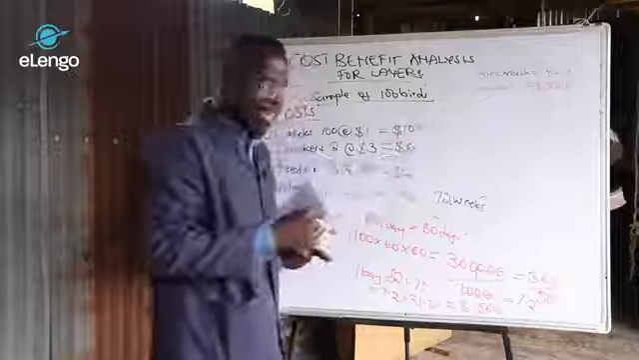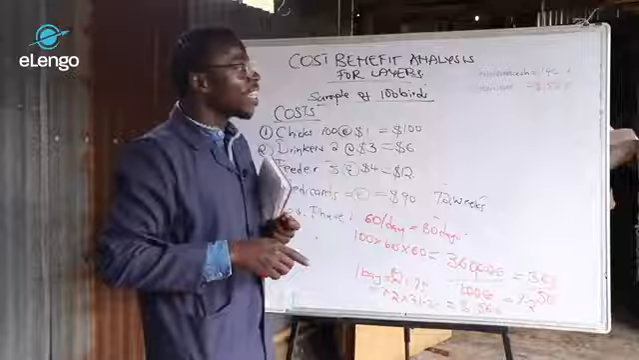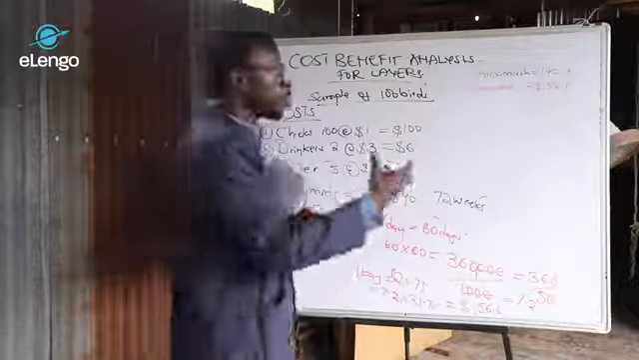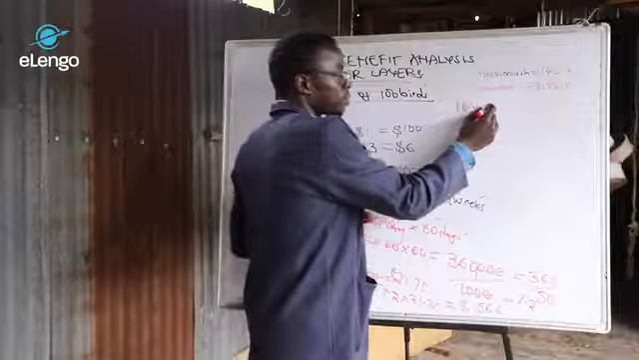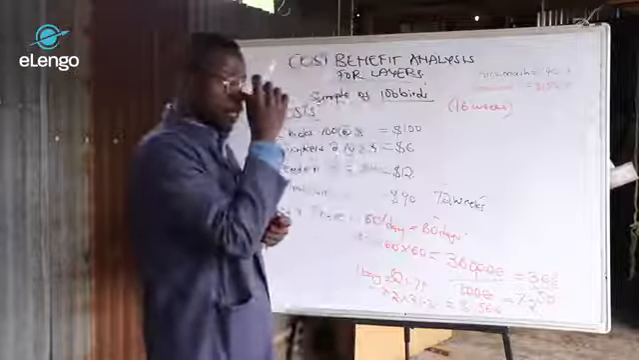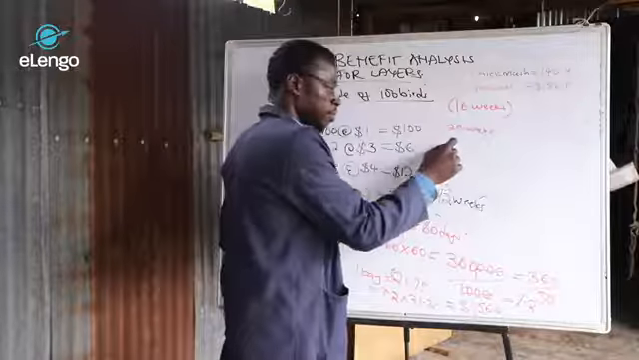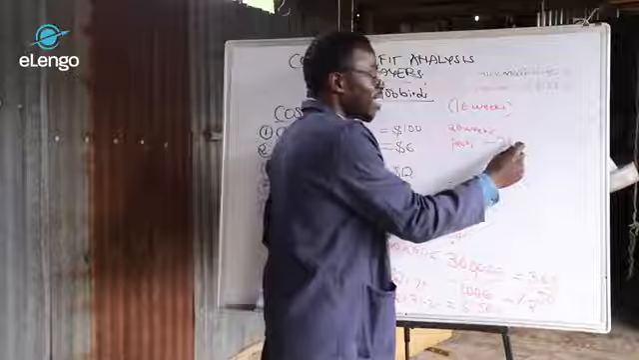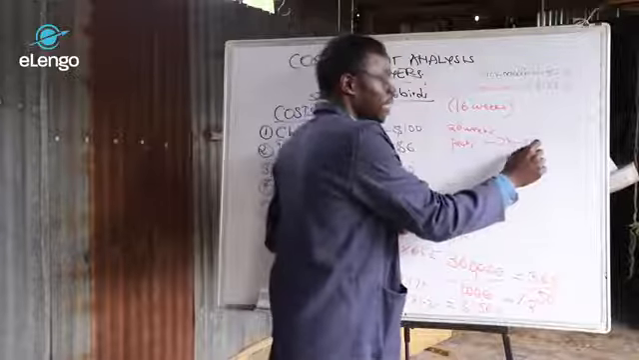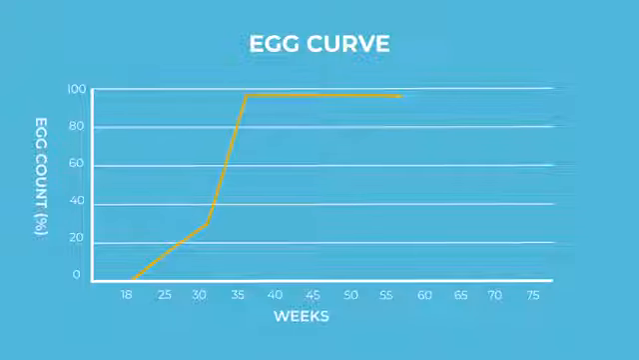When the birds are at point of lay, when you get to this cost of 156, our chicken have already been fed for a period of 16 weeks. So if they are fed for 16 weeks, they are shy by 20 weeks to get to peak production. Now, at week 28, they'll be laying 90%. But at week 25, they'll be laying 30%. At week 56, they'll be laying 94%.